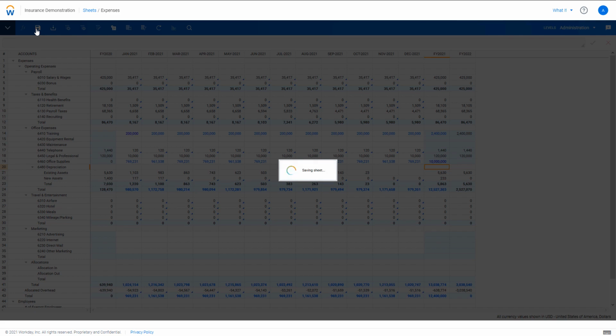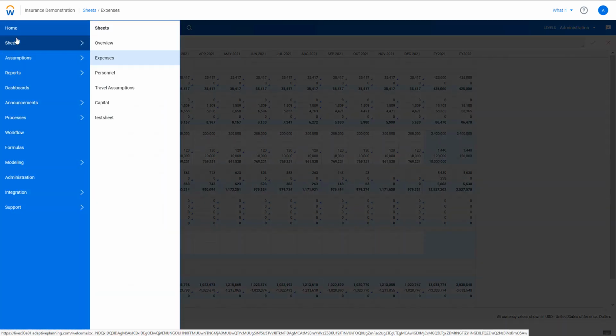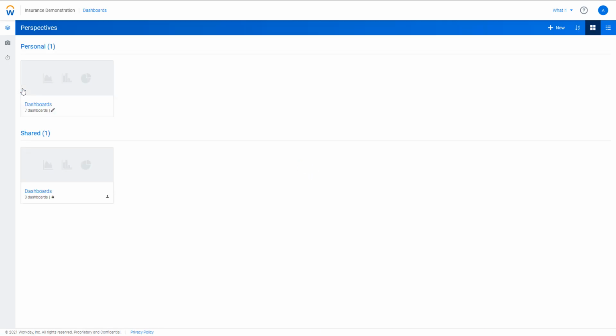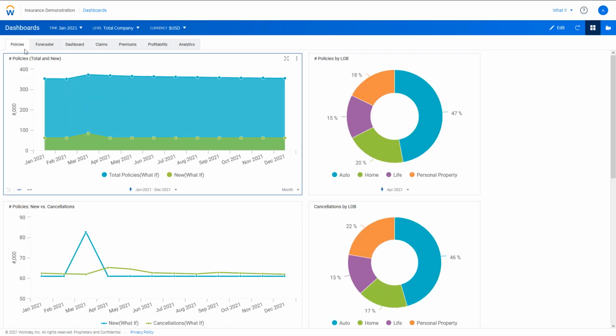I hit save. What this means to you, and the power here, is the fact that when you make that save, everything updates on the fly in real time. You're not waiting for an overnight consolidation. I can go right now into a dashboard and start analyzing this information or making more changes and seeing the impacts. So as we go in this dashboard right now, I'm looking at policies.